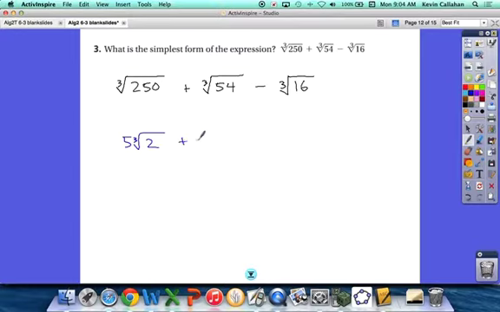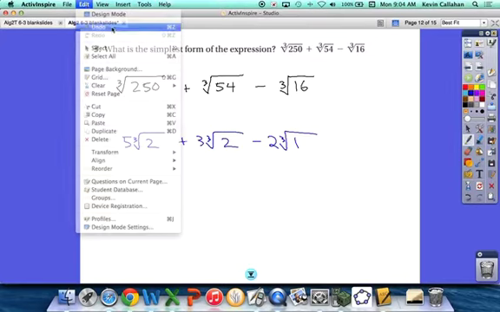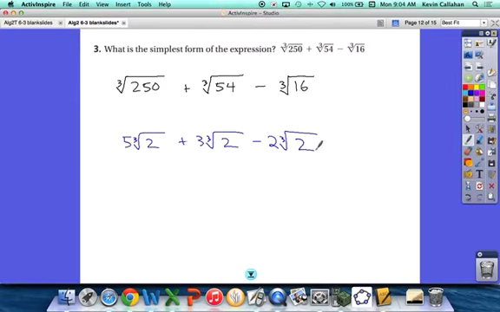Plus 3 times the cube root of 2. How about the cube root of 16? A little higher up. 2 times the cube root of 2. Sorry. And now they're all like radicals. How many cube roots of 2 is that? 5 plus 3 minus 2. 6.